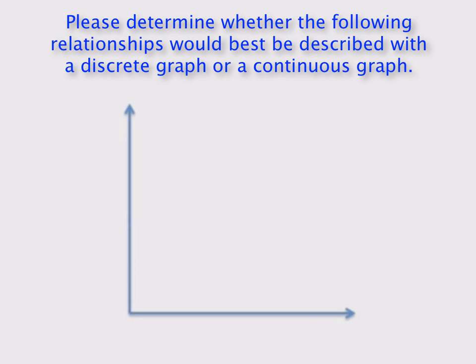In each of these, you'll be given a hypothetical situation, and our main goal is to determine whether the relationship would best be described by a discrete graph, which is not connected, or by a continuous graph, which is connected. If you'd like, please try to label each of the axes and draw a quick sketch of what you think an appropriate graph would look like. For each, please pause the video, give it a try, then play the video to see how you did.